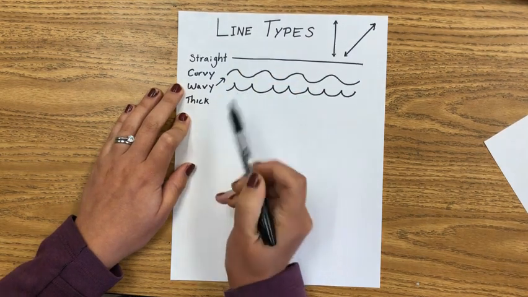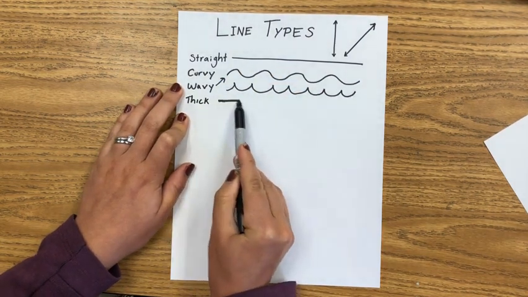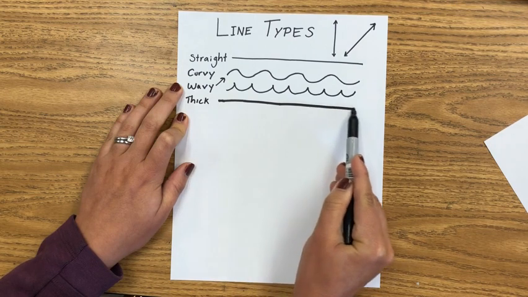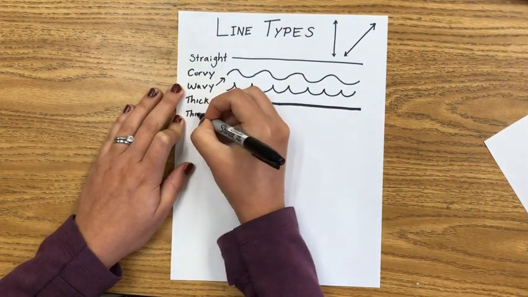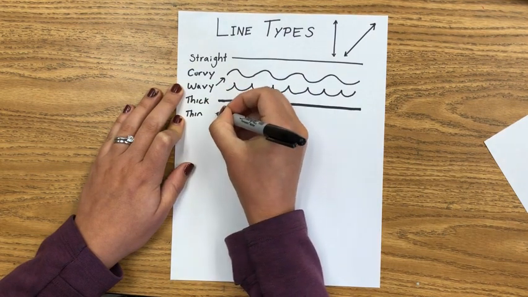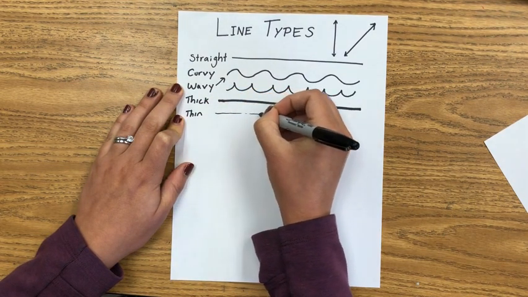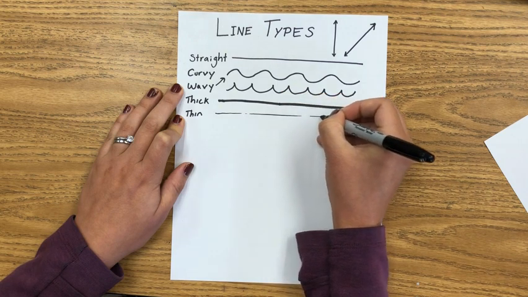Next, we're going to be talking about thick and thin lines. Thick lines are really wide and look bold. Thin lines are really tiny, skinny, and are harder to see. I'm making my thin line by barely touching my paper.